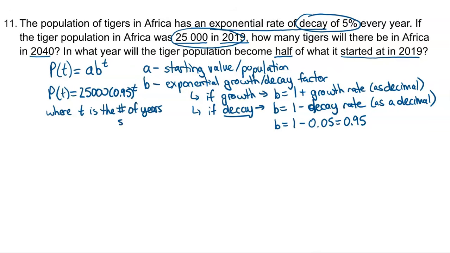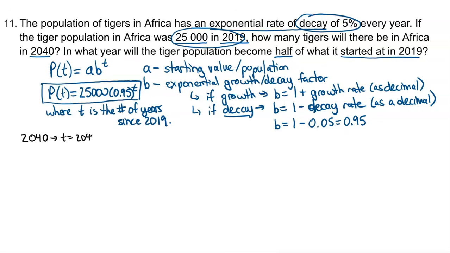Sometimes with bacteria or things you might have number of minutes or hours. But here it's the number of years, and specifically since 2019, because that's where we're starting this equation off. So we have to be very specific with how we define our T value. And so our P is our population of tigers after T years since 2019.